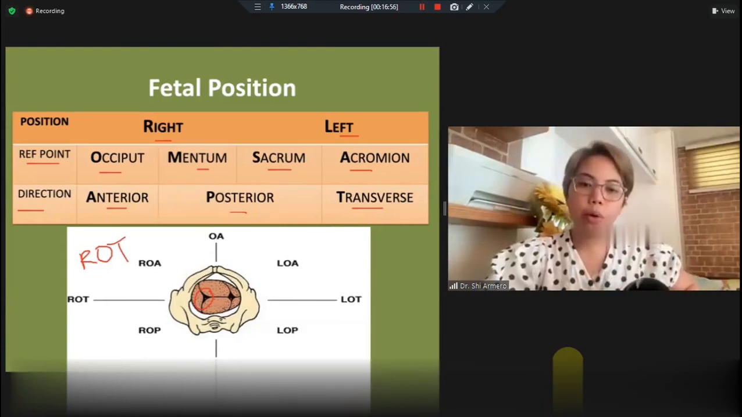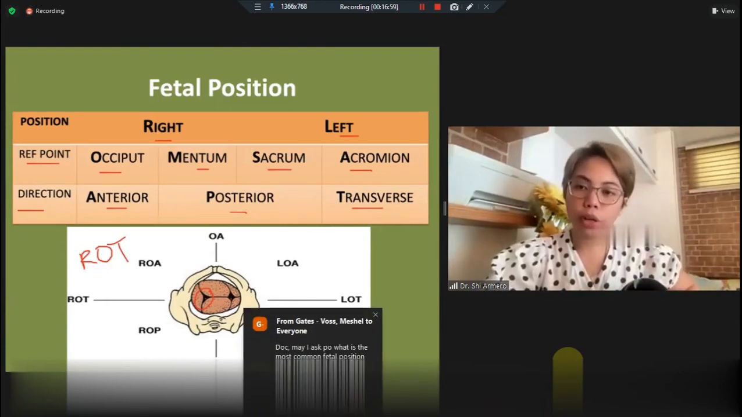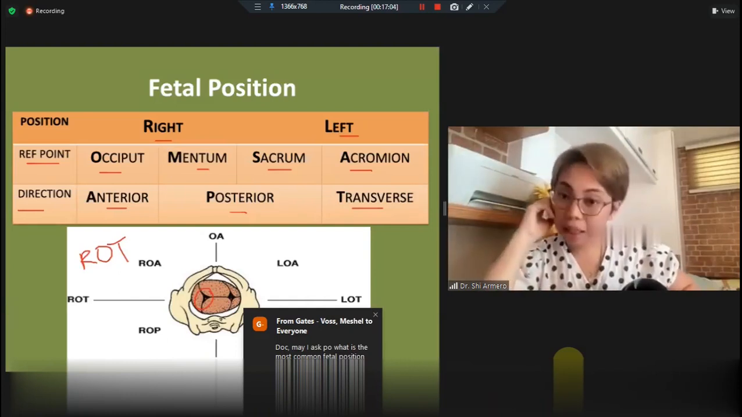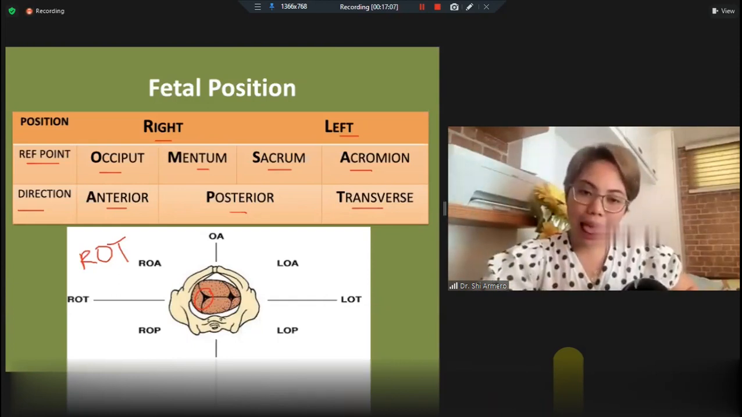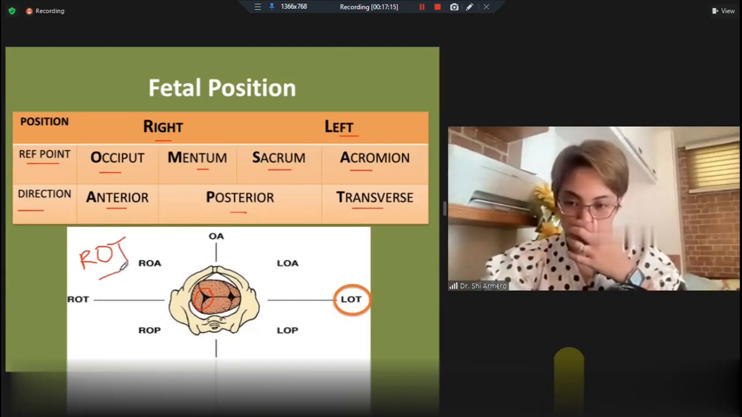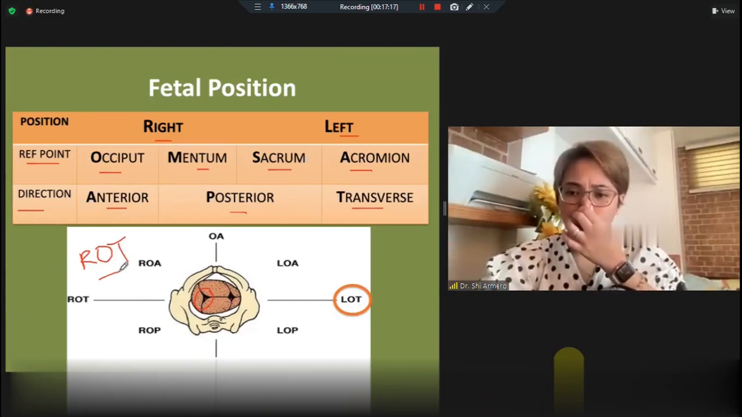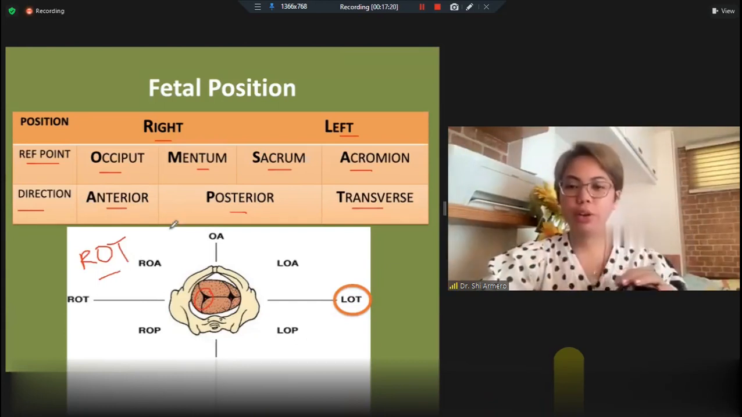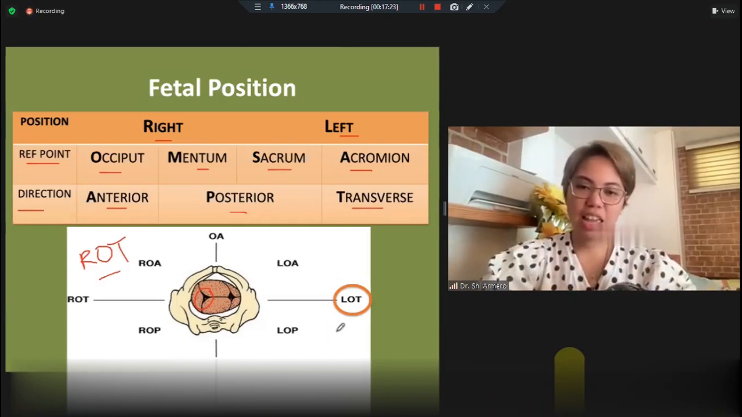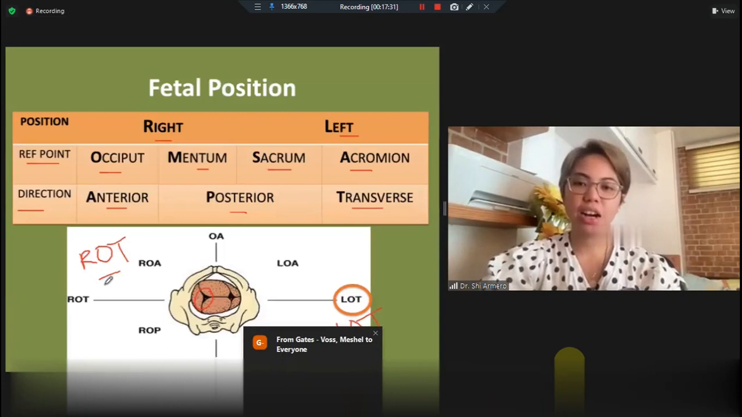Although the most frequent or the most common case of position as the head enters the pelvis is LOT. Okay, 40%. But the next most common is the ROT, at 20%. Ayan na, nasagot na kita. Ano, Michelle. Okay? LOT. Para you will not forget. Most common fetal position: LOT. Okay? Next, ROT. Okay? All right.